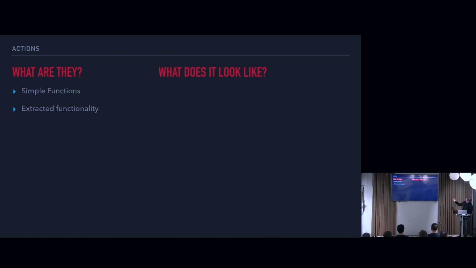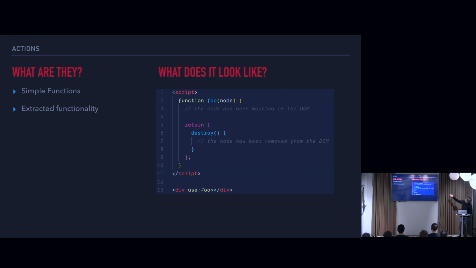So this is basically what an action is. It's just a function that receives a node, and it returns a destroy function that runs when the element is removed. So this is where you would, for example, remove your event listeners if you have any.